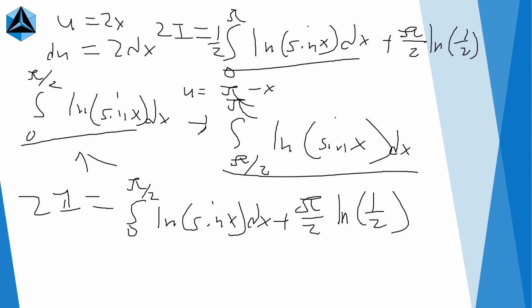Beautiful. And so do you remember what I was? I was literally this integral. So this is just I. If you subtract I from both sides, you just get that I is equal to pi over 2 natural log of 1/2. And that is our answer.